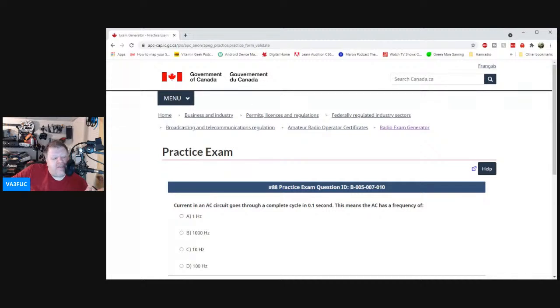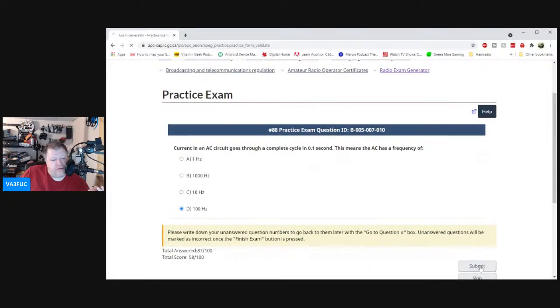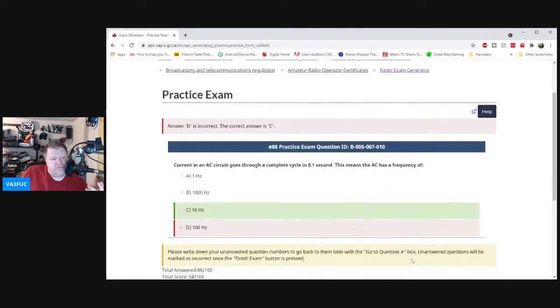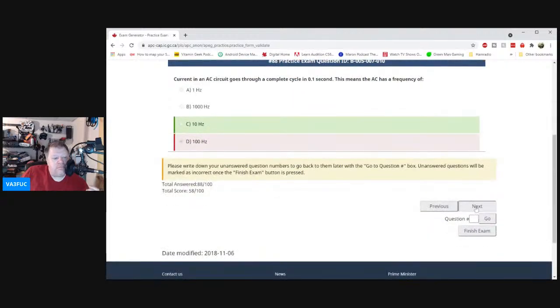Current in an AC circuit goes through a complete cycle in 0.01 seconds, which means the AC frequency is 1 hertz, 1000 hertz, 10 hertz, or 100 hertz. I think it's 100 hertz if I remember correctly. Nope, 10. Oops.